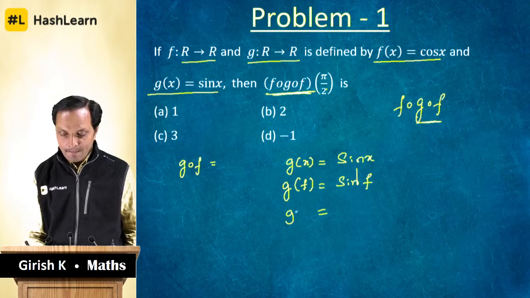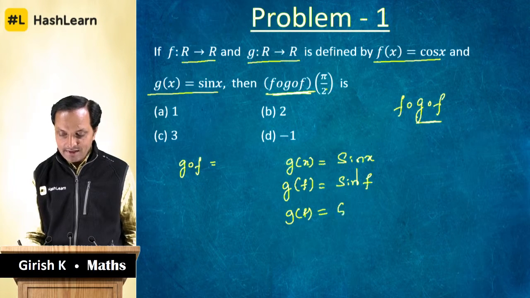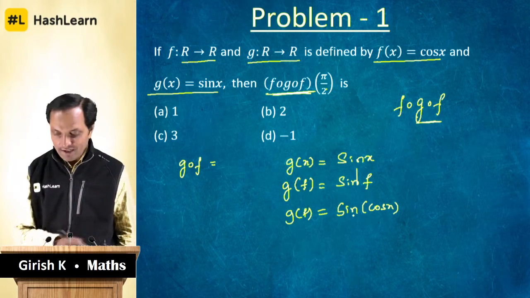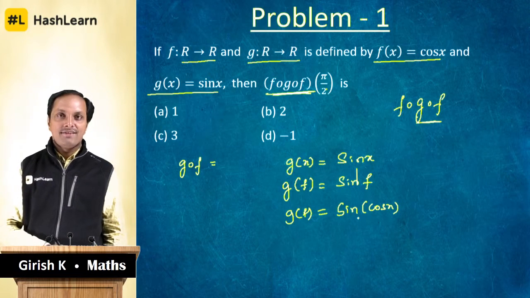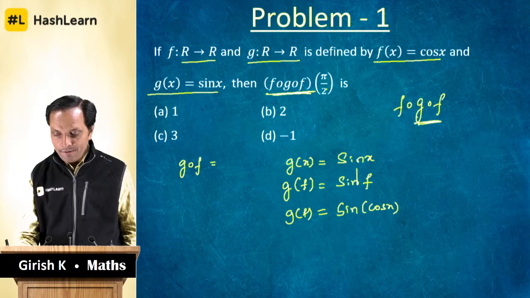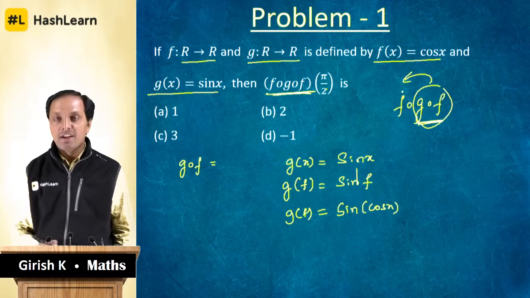What is f? f is nothing but cos x, and that's it. So g of f is sin of cos x. Okay, fine then. Once you have g of f, you need to put this in the function f.